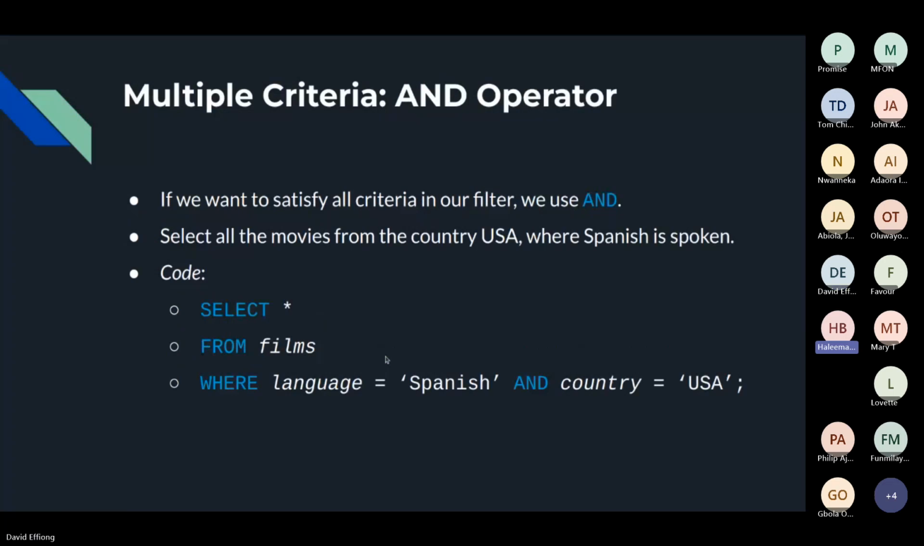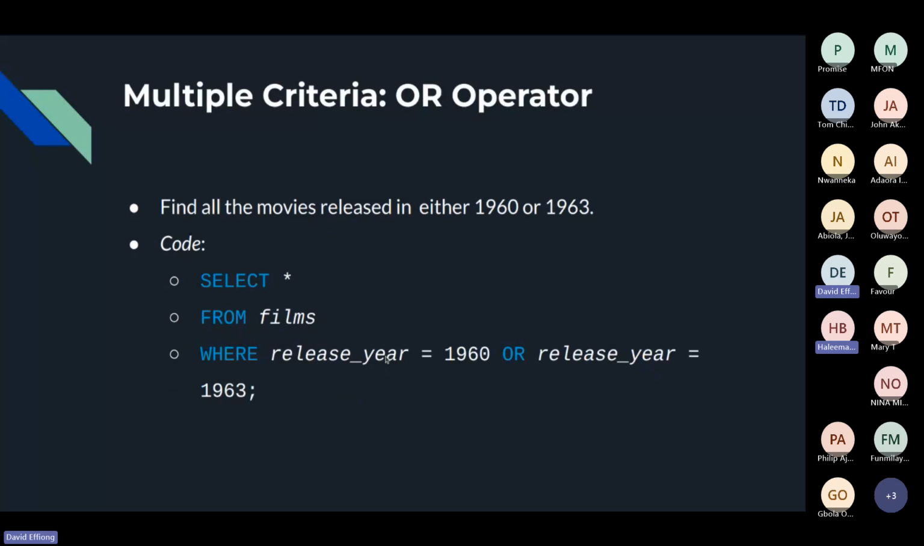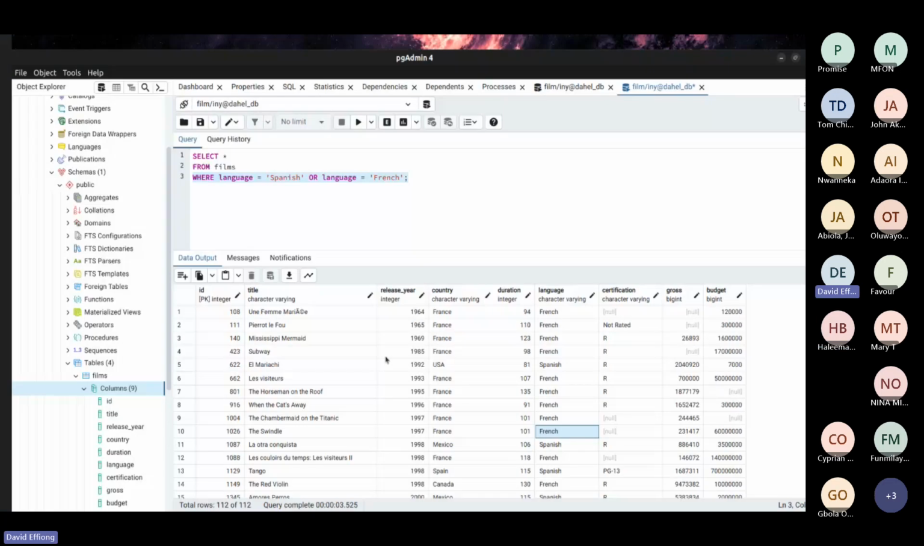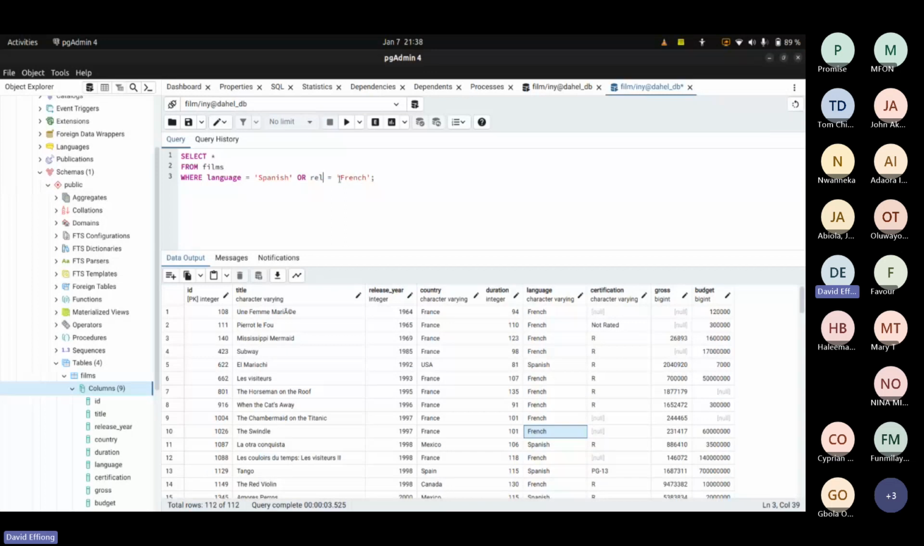Okay, sorry, before we go to the AND operator, I want to ask: since you are combining criteria, can we say something like, maybe the language is Spanish or the release year is something, so we are not using language twice, we are using two different columns as our criteria? Yeah, you can do that. Let's try that. It's better to try and see what happens. This is 1999. Where the language is Spanish or release year is 1999.